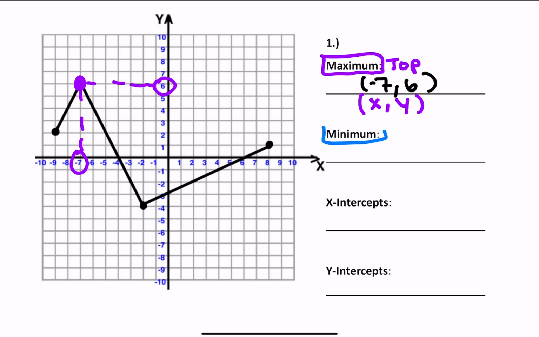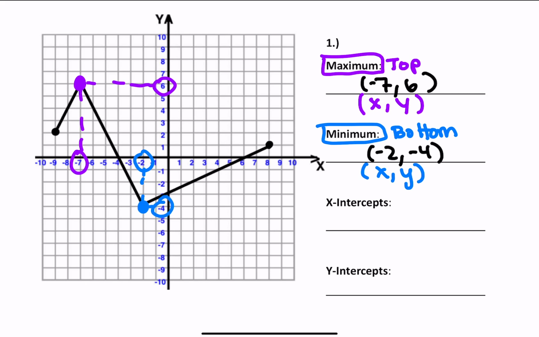You'll do the same thing for minimum, but it's the bottom. Again, x and y axis numbers with those brackets. So here's my bottom. The x value is -2, so I write parentheses -2. The y value is -4, so I write -4 and close it. It's always going to be this way because it's a location.